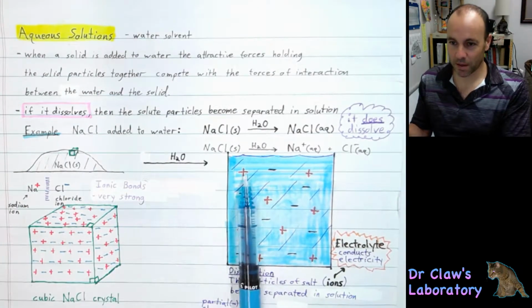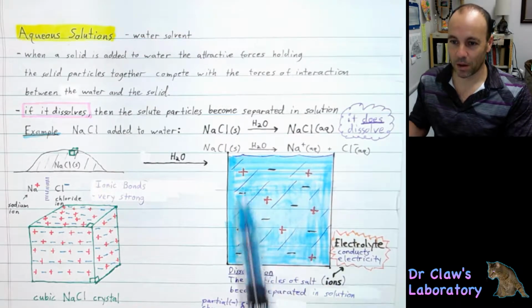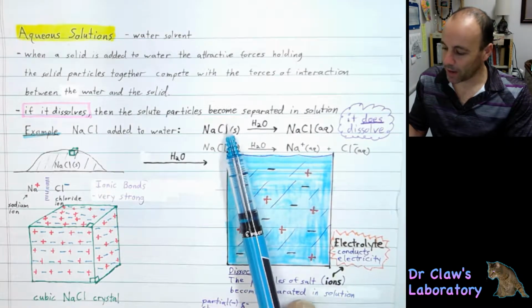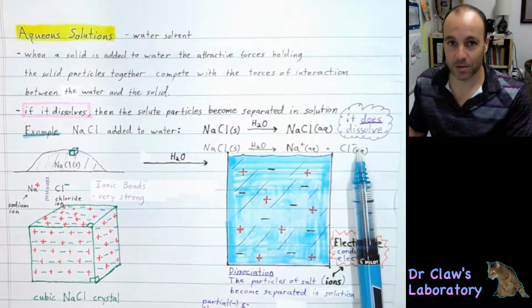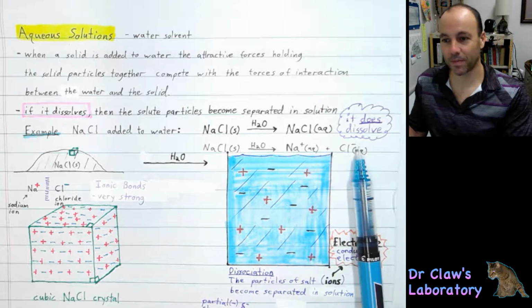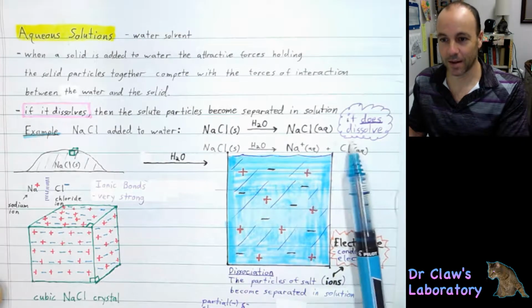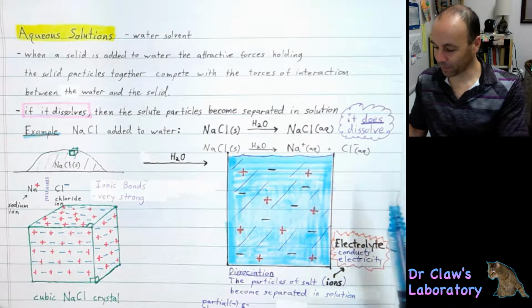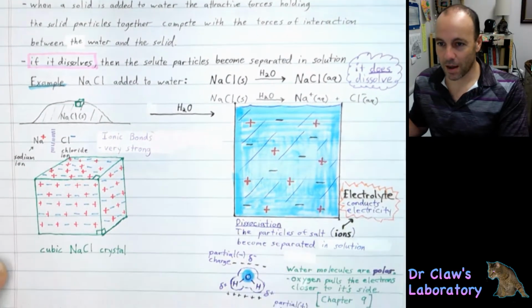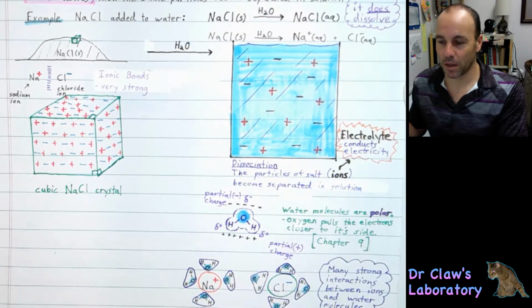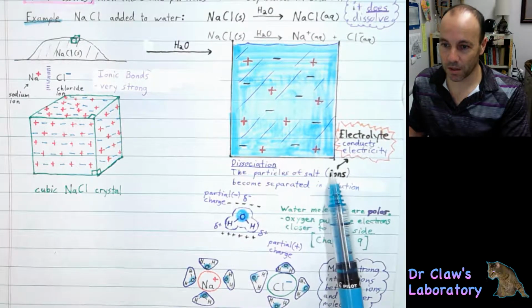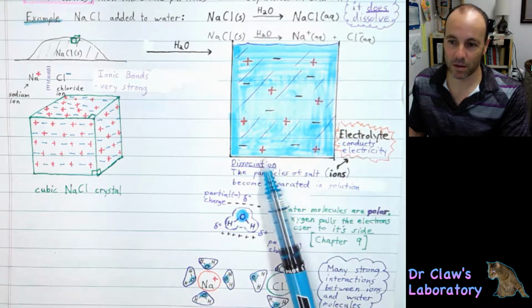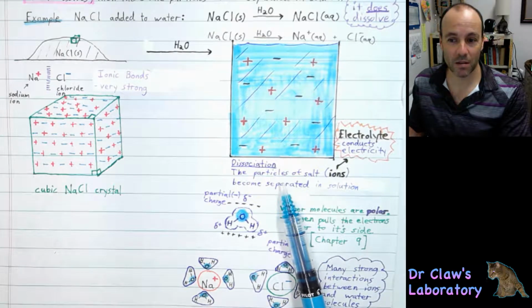So when it does dissolve, all of the ions are separated from one another, and we can even rewrite this chemical equation acknowledging that the cations and the anions are separated in solution. This is called the ionic equation. When ions become separated in solution, that's called dissociation. The particles of the salt, the ions, become separated. So when ionic compounds dissolve, we say that they dissociate in water.